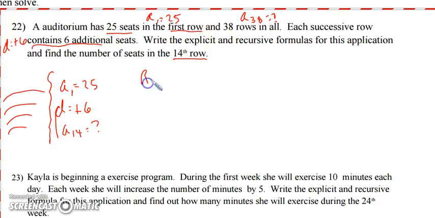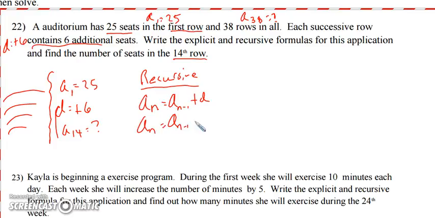Let's do the recursive first. Every time the term equals the previous term, n minus 1, plus the difference, so it's an equals an minus 1 plus 6, and you're done. This is the answer.